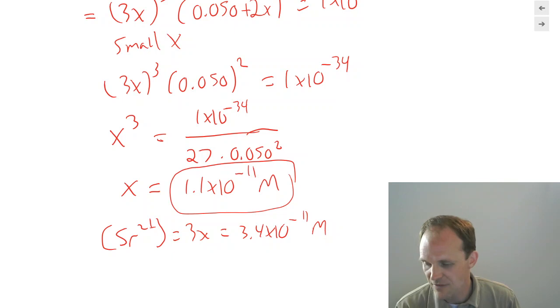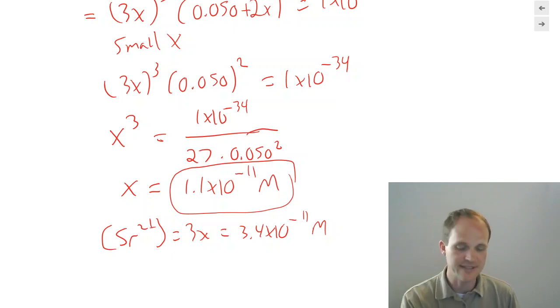What's the concentration of my phosphate? It's 0.050 plus 10 to the minus 11th, which is 0.050. One thing I forgot to do on the last slide, ooh, I lost a point. I forgot to check my assumption.